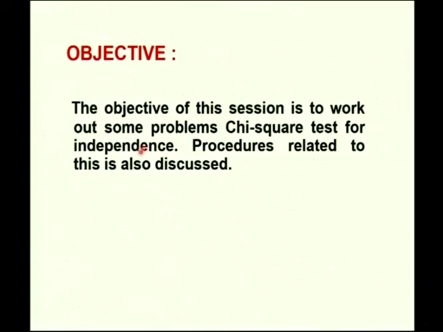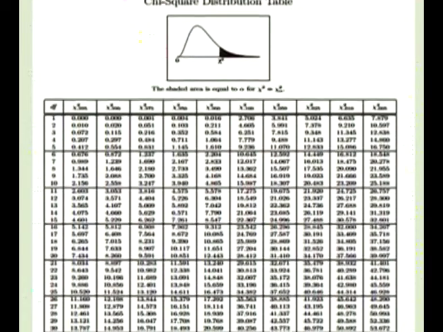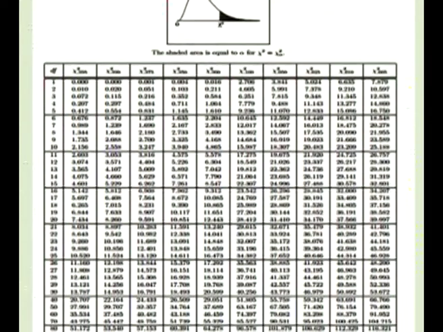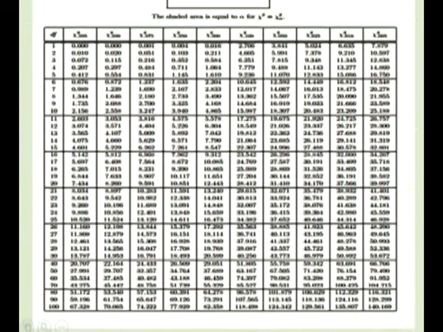The objective of this session is to work out some problems in chi-square test for independence. Procedures related to this is also discussed. This is the chi-square distribution table. We will be requiring this for extracting the table value of chi-square value. Now, what is the usual procedure for chi-square test for independence? The procedure is same as test for significance, only thing H0, H1 and the formula will differ.